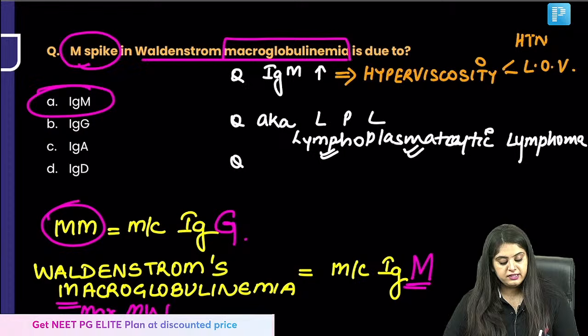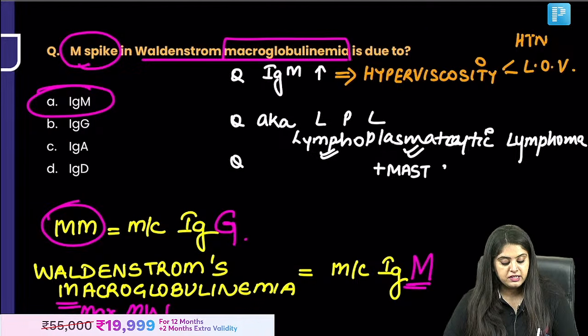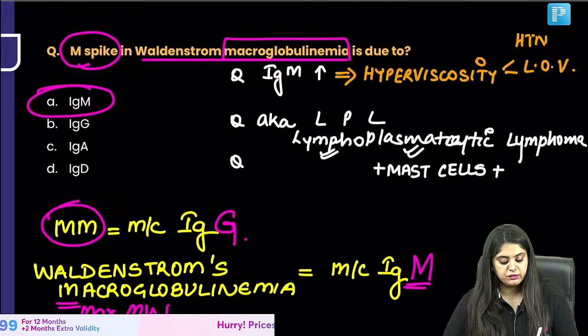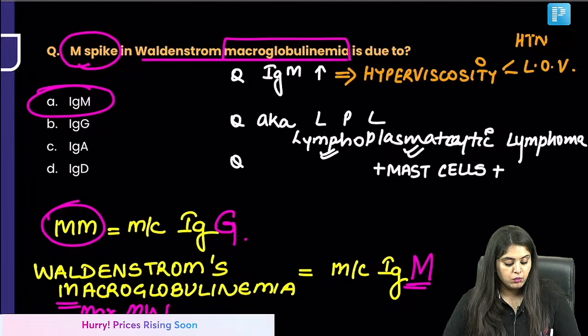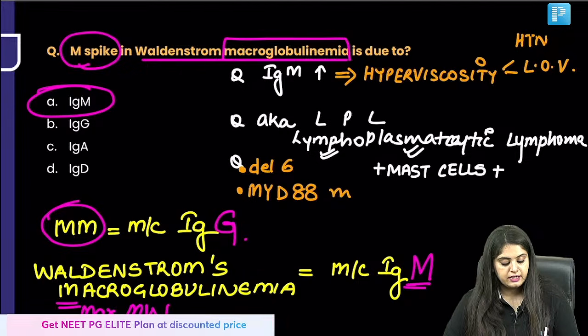Yes. Will a plasma cell be seen? Yes, of course. Lymphoplasmacytic lymphoma. What else will you see? You will end up seeing mast cells also. Okay, then they will ask you, what is the most common genetics? Genetics is usually deletion 6, and if it is not deletion chromosome 6, then it is the MYD88 mutation that you get to see over here.